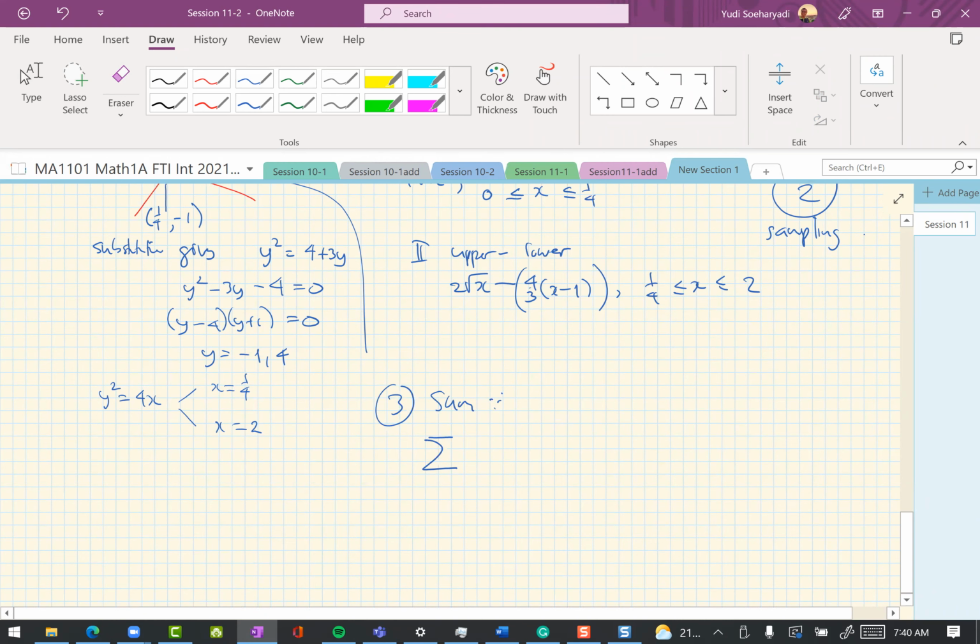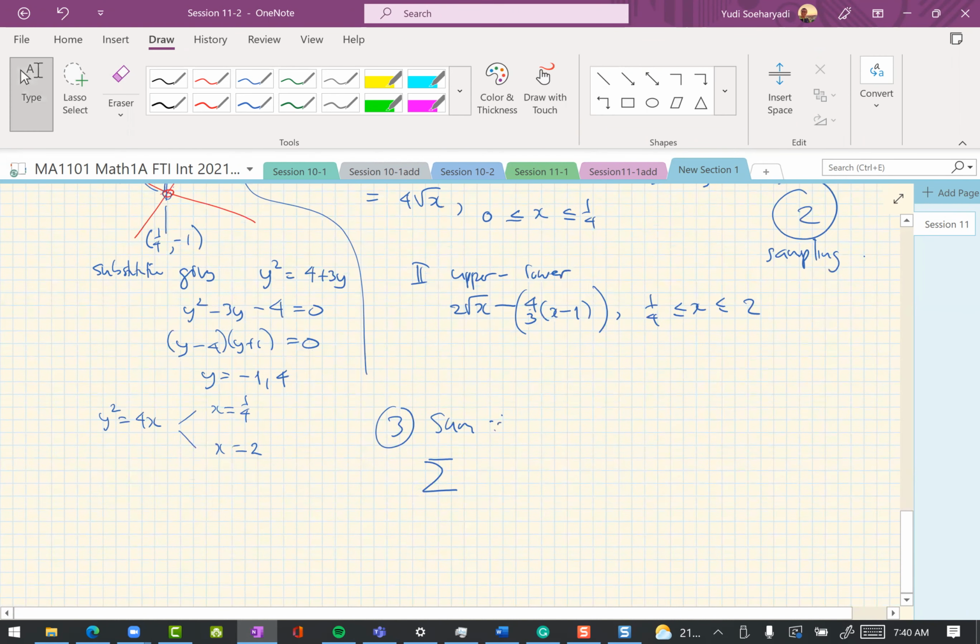Sum is this area over here. So you have 4 square root of x times delta x. Okay. And say this is P1. And the second one is say P2.